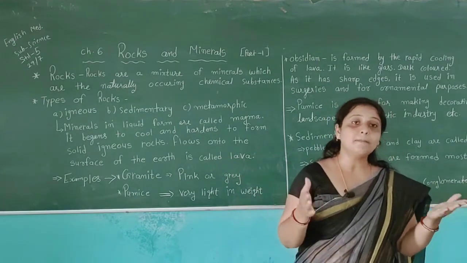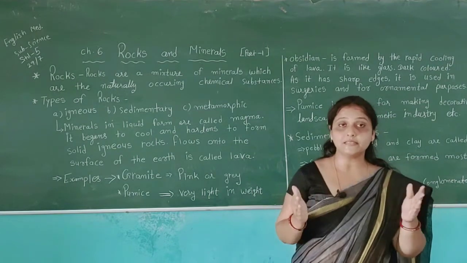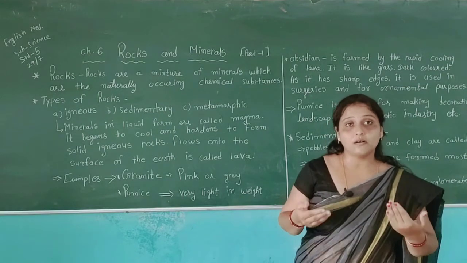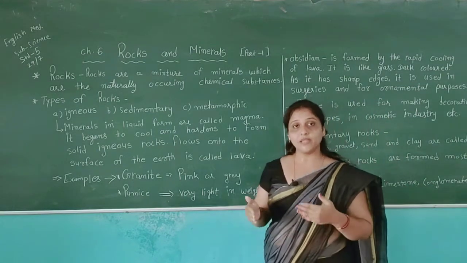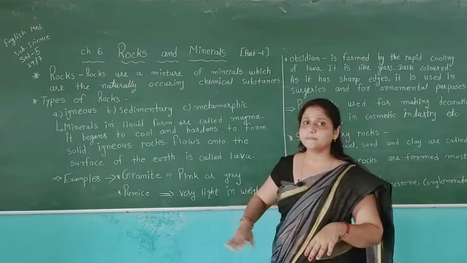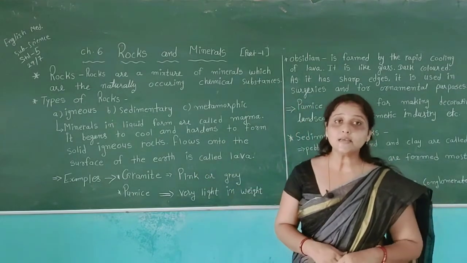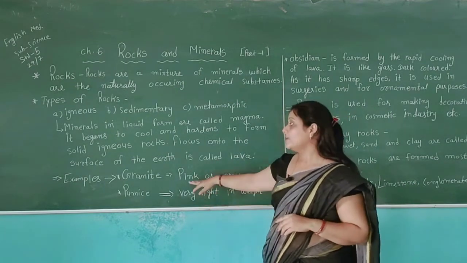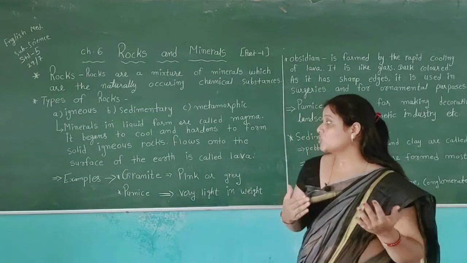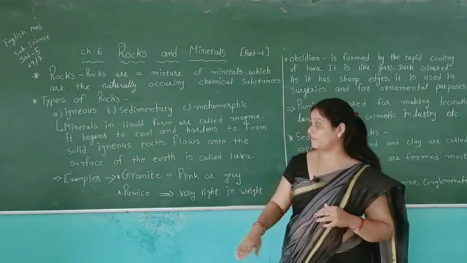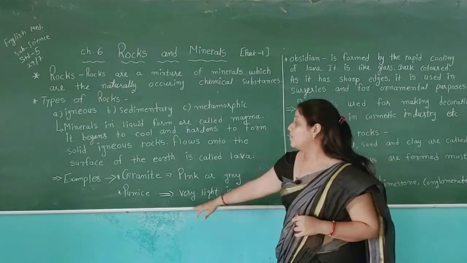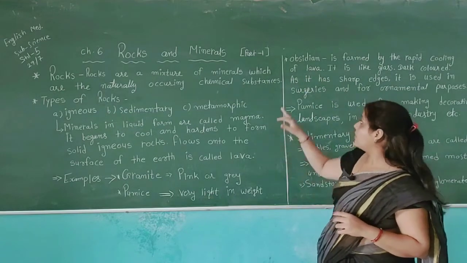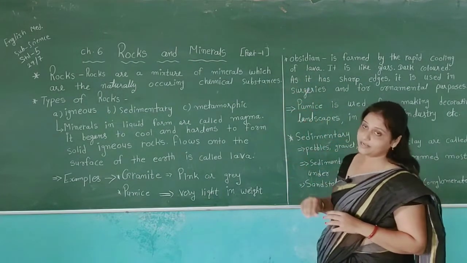First, the mineral is in magma form, in liquid form. Then it comes up and becomes solid, an igneous rock, and after some time it flows on the surface of the earth, and then it is called lava. Then we also have some examples of igneous rock. For example, granite, pumice, and obsidian.